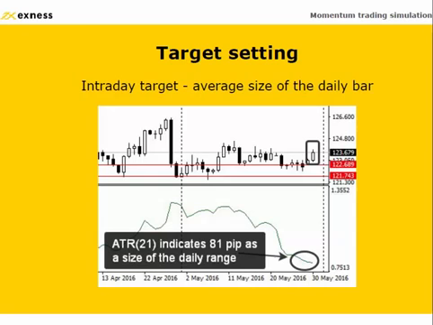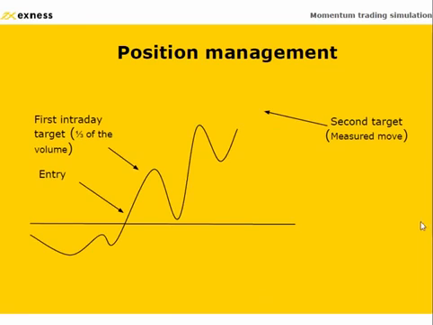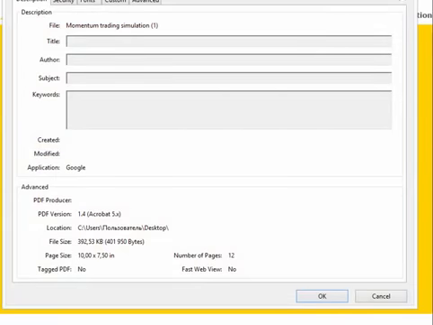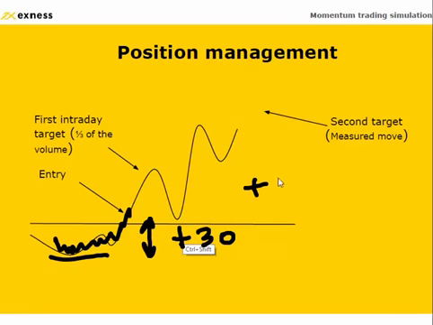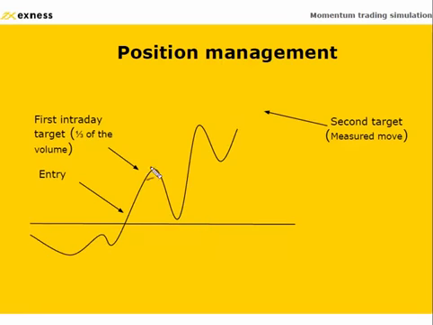Again, we can rely on ATR, average true range, but in this case we should pay attention to the daily chart. We switch to the daily chart, we set the ATR indicator with a parameter of 21, and for example we see that it is equal to 81 pips, and it is going to be the average size of a daily bar or daily range. And when we see that the market has already completed, for example, 30 pips from the possible low of the day, we know that we have 50 more pips before the action possibly will stop.